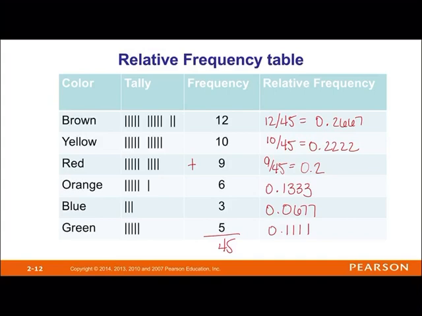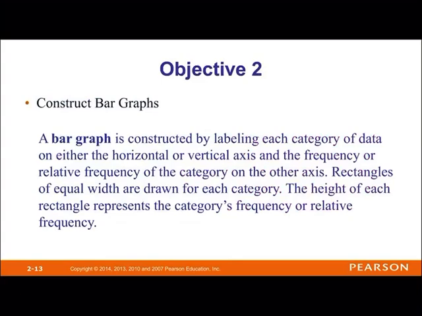Okay. So now what we're going to do is construct a bar graph. We're going to take that information that we just found and make a bar graph out of it. A bar graph is constructed by labeling each category of data on either the horizontal or vertical axis and the frequency or relative frequency of the category on the other axis. Rectangles of equal width are drawn for each category, and the height of each rectangle represents the category's frequency or relative frequency.